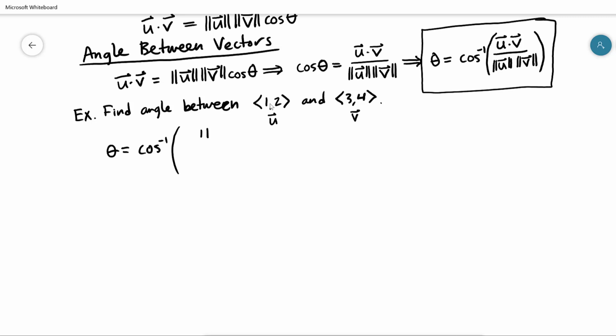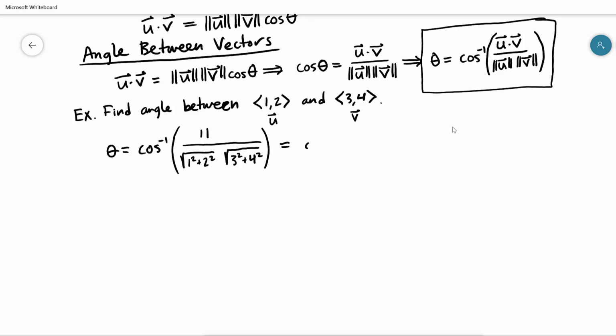So again, let me just go over that real quickly. Multiply the first two numbers together, I get 3. Multiply the second two numbers together, I get 8. And add the results. So 3 plus 8 gives me the 11 that I've got here. For the denominator, I need to individually find the magnitudes of each of these two vectors. So the magnitude of this u is going to be the square root of 1 squared plus 2 squared. And then the magnitude of v is going to be the square root of 3 squared plus 4 squared.